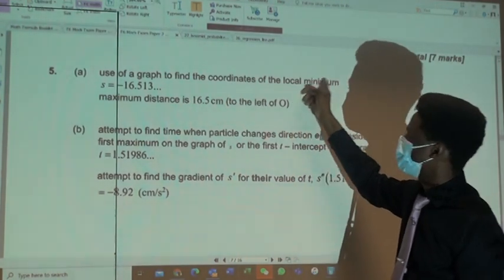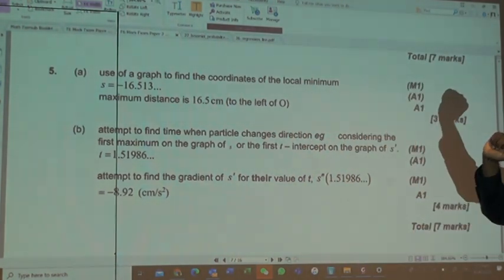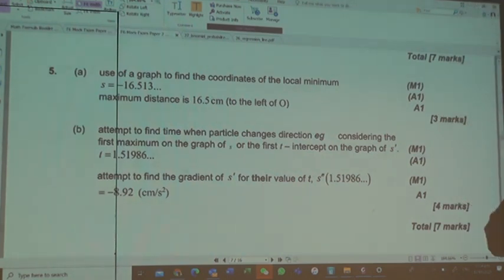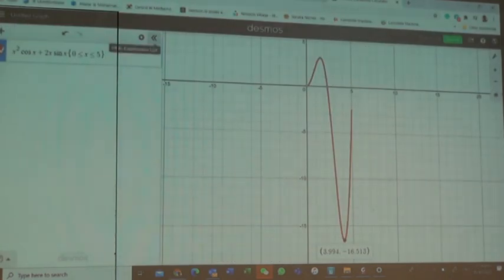Use your graph to find the coordinates of the local minimum point. That displacement is the y value. How far is this from 0? 0 is the origin. So you are looking at the y distance. Is it this one or is it this one? There are 2 of them.